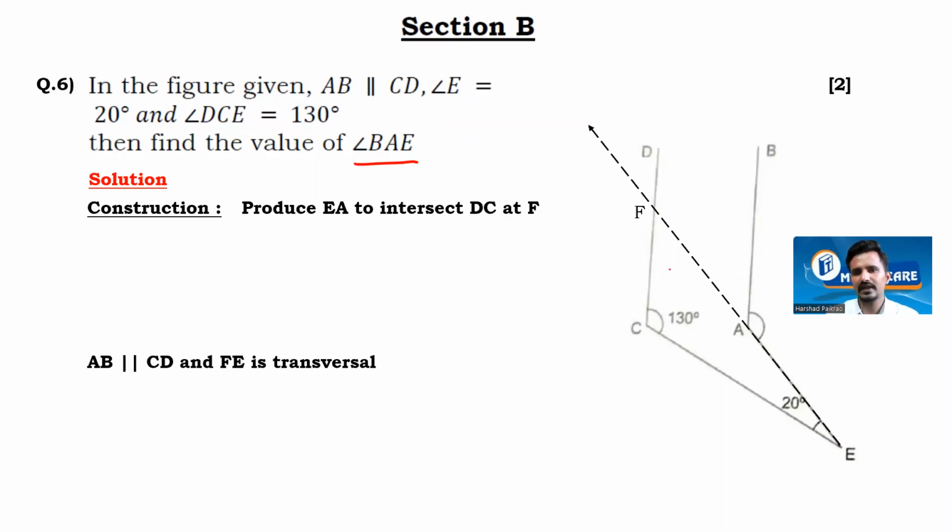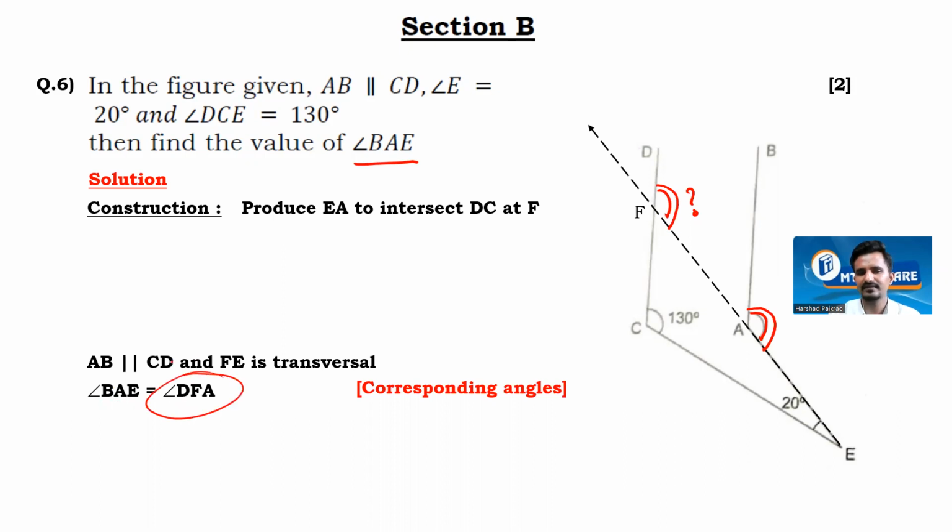Now observe the transversal and look at the two angles, angle DFE and angle BAE. What can you say about these two angles? These two are the corresponding angles, and therefore we can say angle BAE equal to angle DFA, reason: corresponding angles. But the problem is we don't know the value of angle DFA. Once we get the value of DFA, we will also get angle BAE. So to find BAE, we should first find angle DFA. So how can we find DFA?